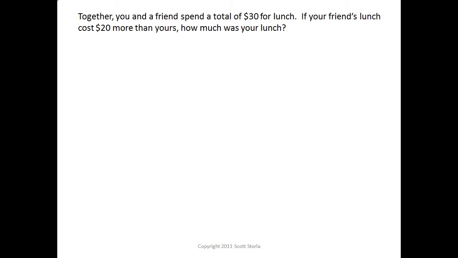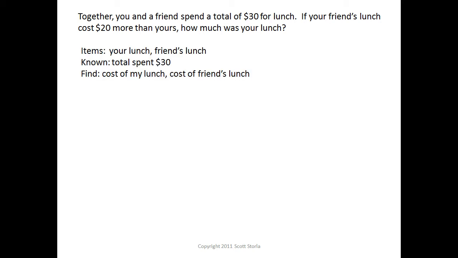Well, here's our problem we started with, and we know it's not $10. We have our lunch, our friend's lunch. We know the total's 30, and we're supposed to find the cost of each. If I say that the cost of my lunch is x, then we're told that my friend's lunch is $20 more, so that would be x plus 20. And now the English equation will be that the total lunch is the sum of my lunch and my friend's lunch.